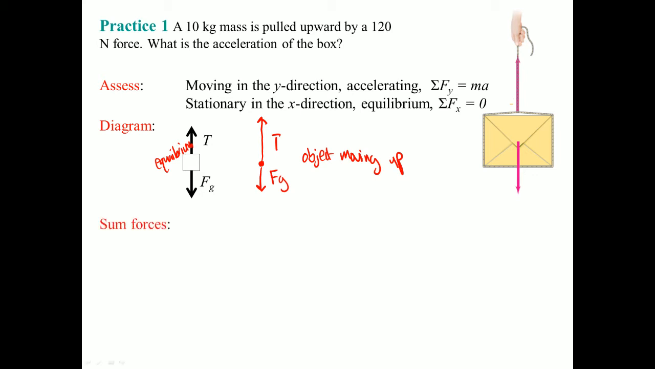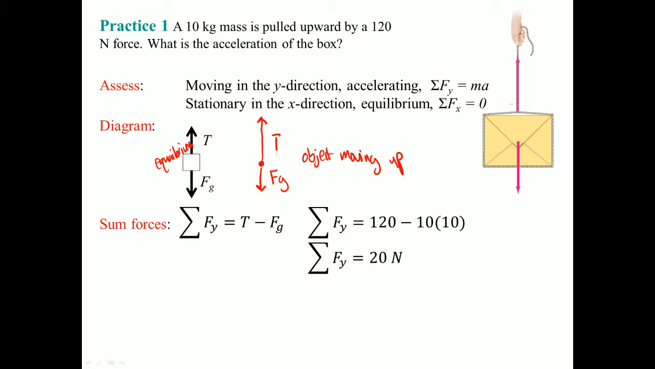If we do the summation of my forces, the summation of my forces in the y direction equals tension minus Fg, because tension is positive, Fg is going to be minus, because anything going up is positive and anything going down is negative.